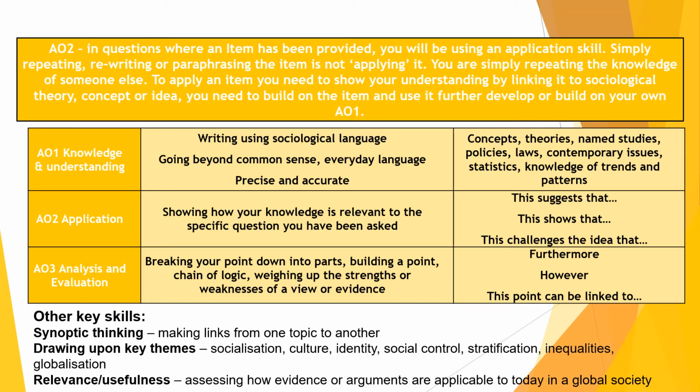So application is showing why you've put something there. There's no point talking about an issue or a topic or a point for 5-10 minutes and then leaving it. You need to show why it's relevant. Why have you discussed it? So it's a way of building, extending your AO1, and the best way to do this is sentences like this shows that, this suggests that, this challenges. So it's the idea of just being specific. Why have you talked about that knowledge? What's the relevance of it?